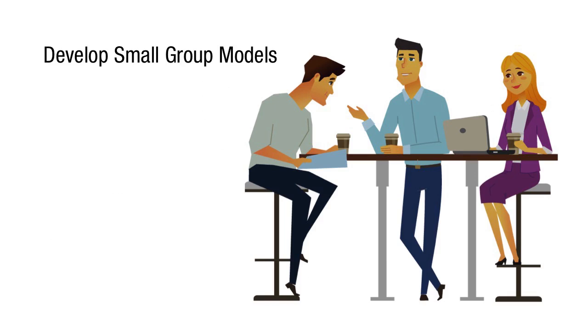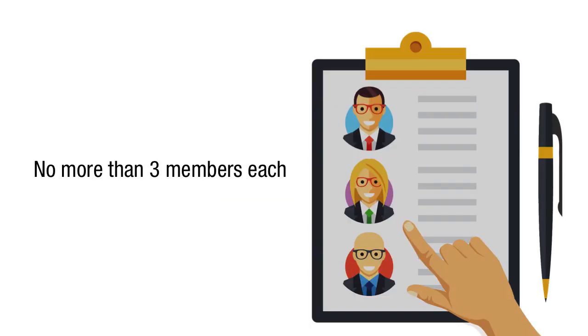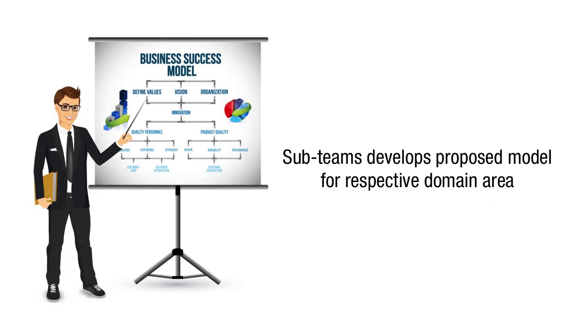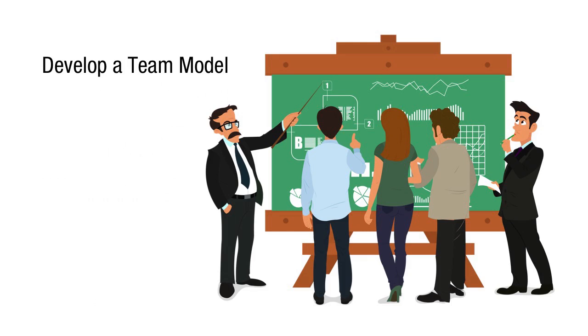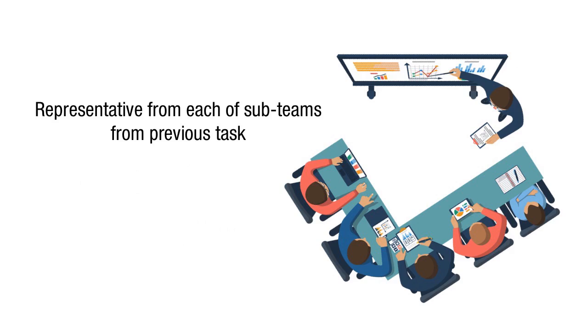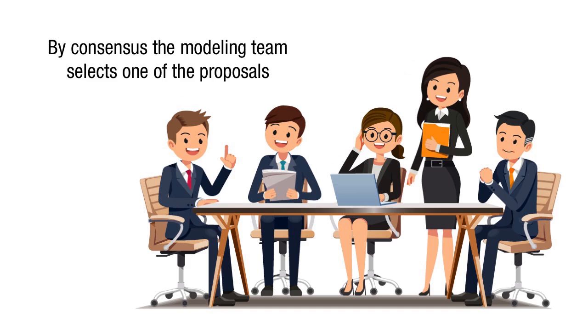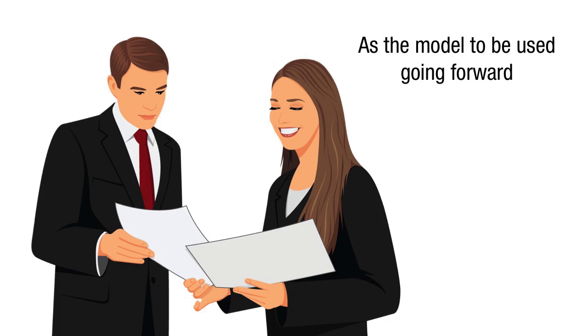Develop small group models. This step is required. The modeling team is broken down into smaller sub-teams, no more than 3 members each. Each of these sub-teams develops a proposed model for their respective domain area. Develop a team model. This step is required. In a meeting with the whole modeling team, a representative from each of the sub-teams from the previous task presents the proposed model developed by his or her sub-team. By consensus, the modeling team selects one of the proposals as the model to be used going forward.